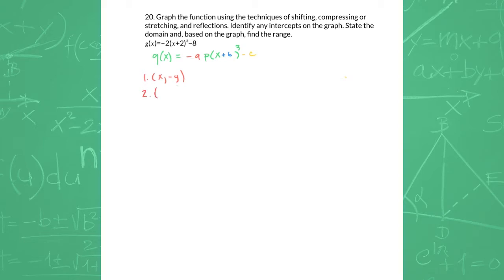2, there's going to be a vertical stretch because all of our outputs are being multiplied by a number that has an absolute value that's greater than 1. 3, there's going to be a horizontal shift to the left. And I'll explain why that happens later. And 4, there's going to be a downward vertical shift. And that's because there's a negative number being added to all of our y values.